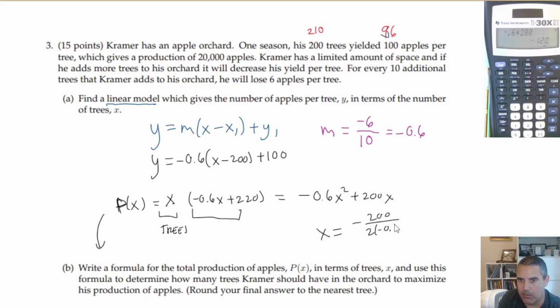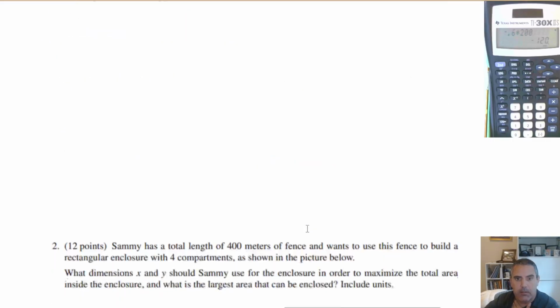So I'm kind of skipping around. I'm doing the main themes. Part A was just to find the linear model, so you would have stopped here. But this is what you do in part B. All right, let's keep going.